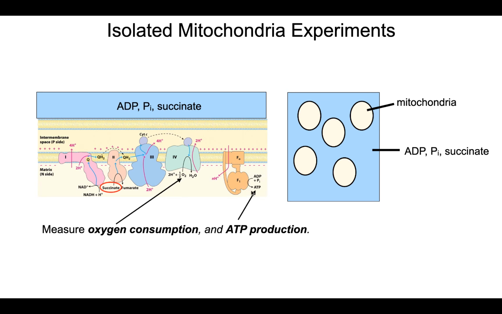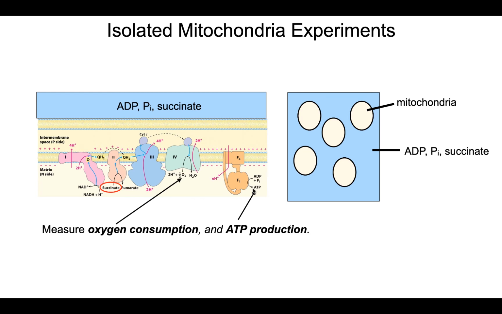And the reason for that is because it is this consumption of oxygen, the oxidation of succinate and NADH, that provides the energy necessary to pump protons from the matrix into the intermembrane space. And then it is that proton gradient that is used by ATP synthase to make ATP. So those two processes are coupled.